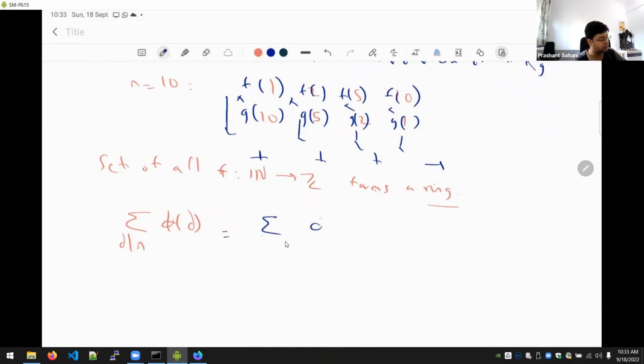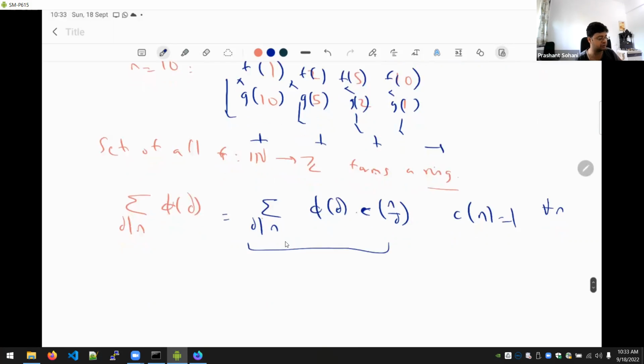This can be written as sigma phi of d times a function which I call e of n upon d. What is this e function? It's just a constant function. Well, let me call it c then. So c of n is simply 1 for all n. It's a constant function, so it's not a very interesting function as such. But if you write it there, you'll see that now this is looking like a Dirichlet convolution. So this is actually convolution of phi with this constant function, and its value is equal to n. So a lot of things can be written in terms of this convolution operation.